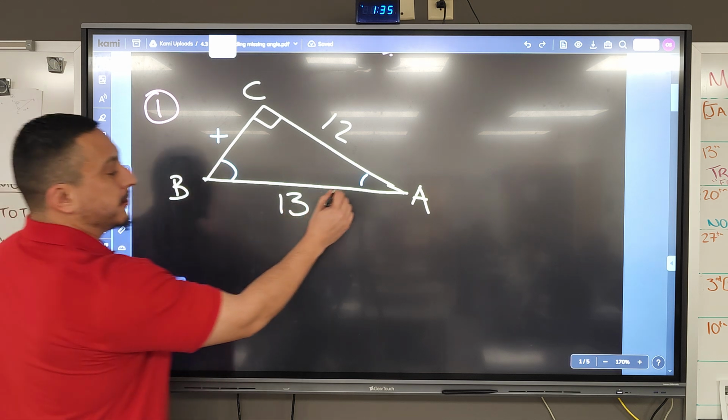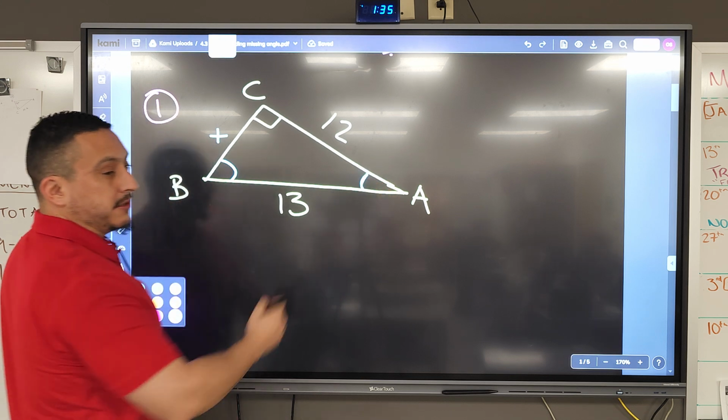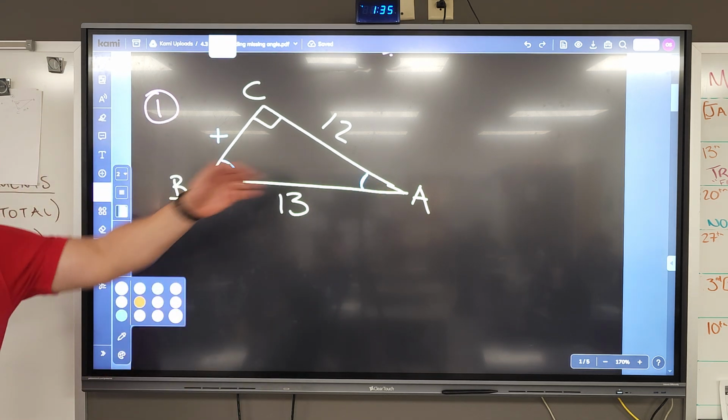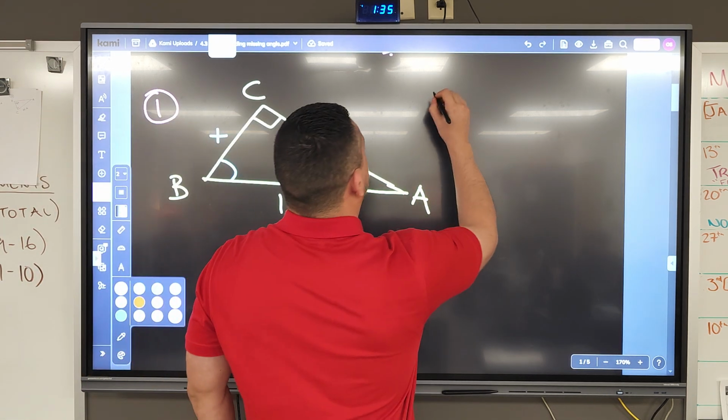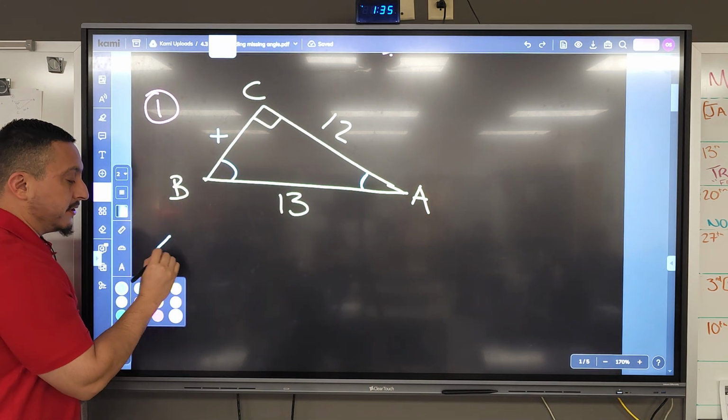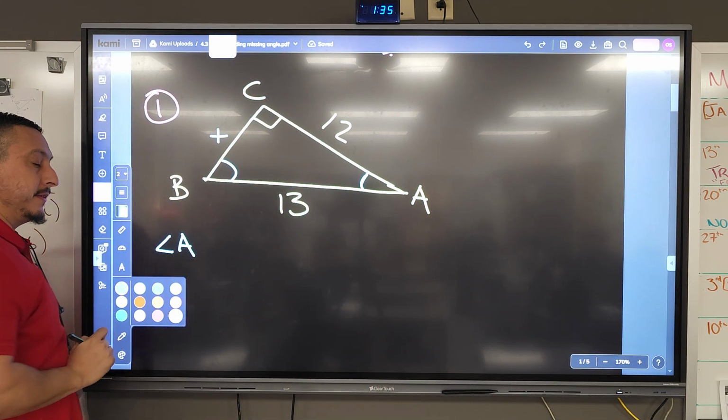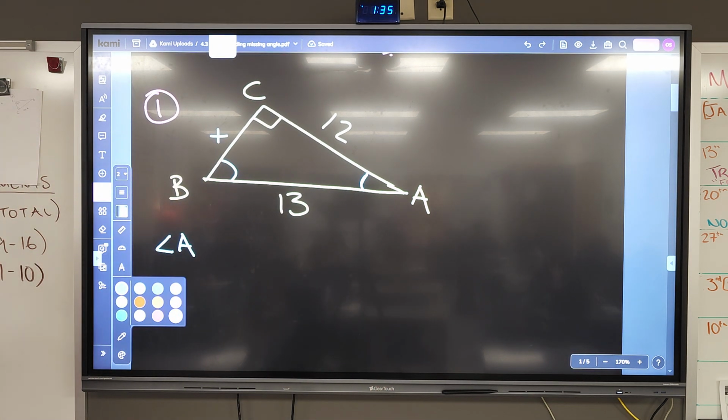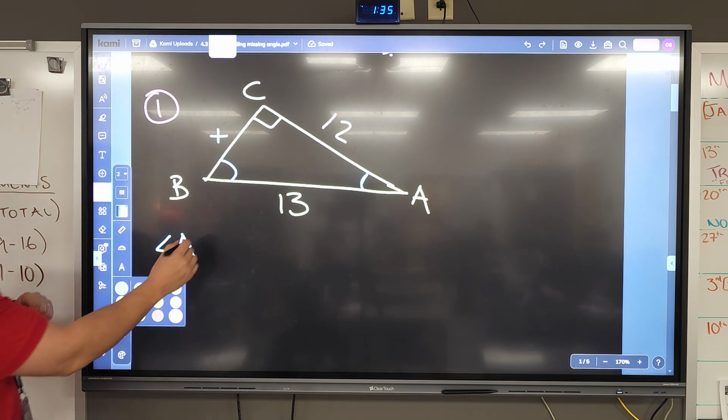So for example, on this one, I'm going to start with this angle. Why? Just because. Okay, I want to find angle A. So for angle A, I'll do it over here. This is how you write angle A. Okay, angle A. If that bugs you, then just call angle A theta and put theta on angle A. So whatever you want to label it, but this is the official way.